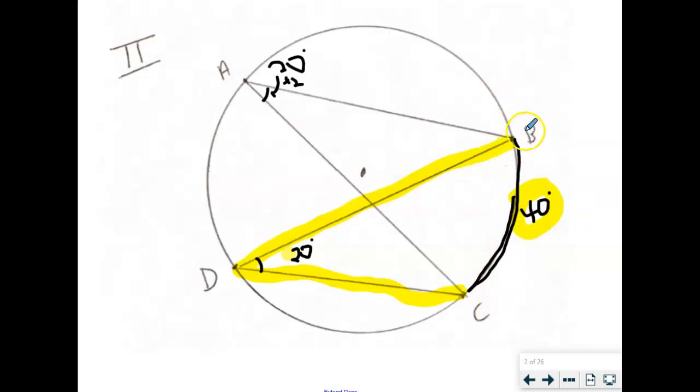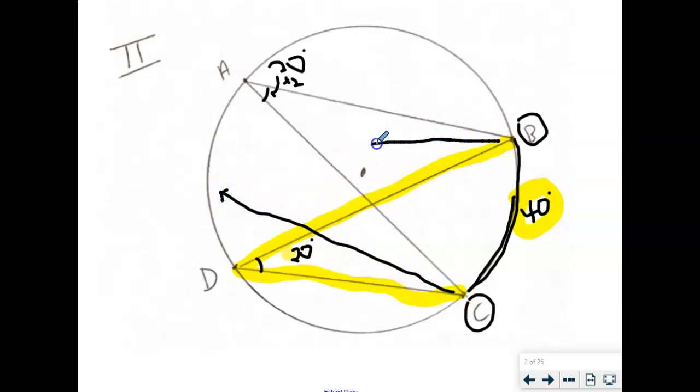Now, let's look at B and C. Notice how C goes to arc AD and angle B goes to arc AD. Since angle B and angle C go to the same intercepted arc, therefore angle B is congruent to angle C. Now, looking at this, let's say angle C is 35 degrees. Think for a moment, what's angle B? Also 35 degrees.